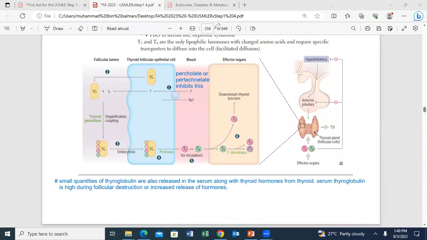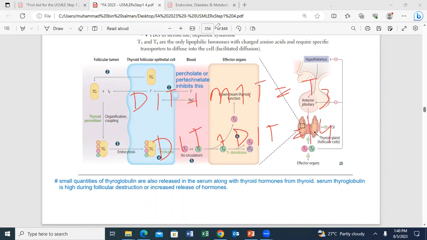So a diiodotyrosine is added with a monoiodotyrosine and this forms T3. And if a diiodotyrosine is added with a diiodotyrosine, this forms T4. So we have the formation of two hormones, T4 and T3, formed by the combination of iodinated tyrosine molecules. So this is basically the formation of thyroid hormones, the T3 and T4 hormones.